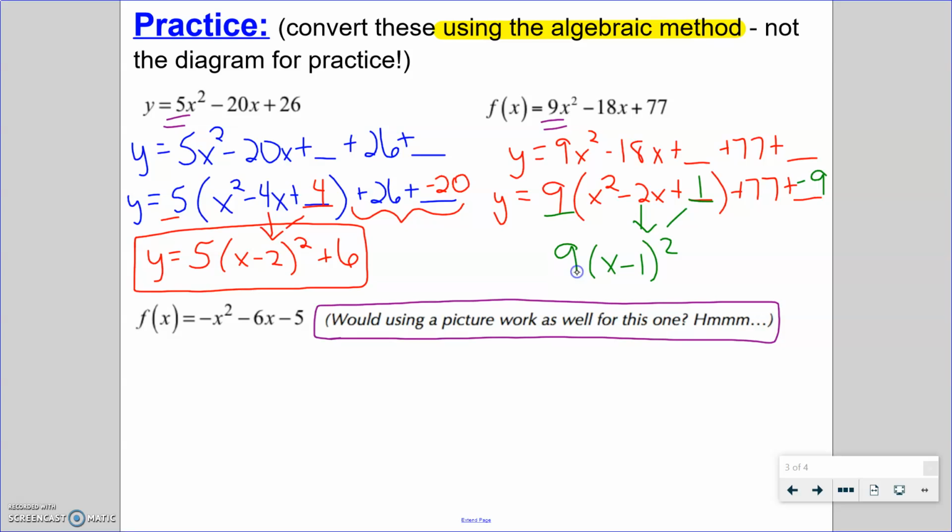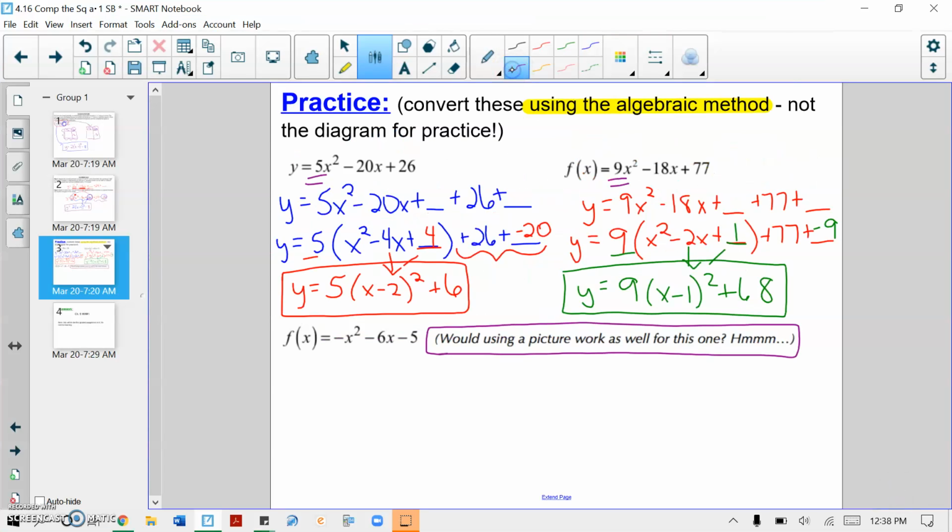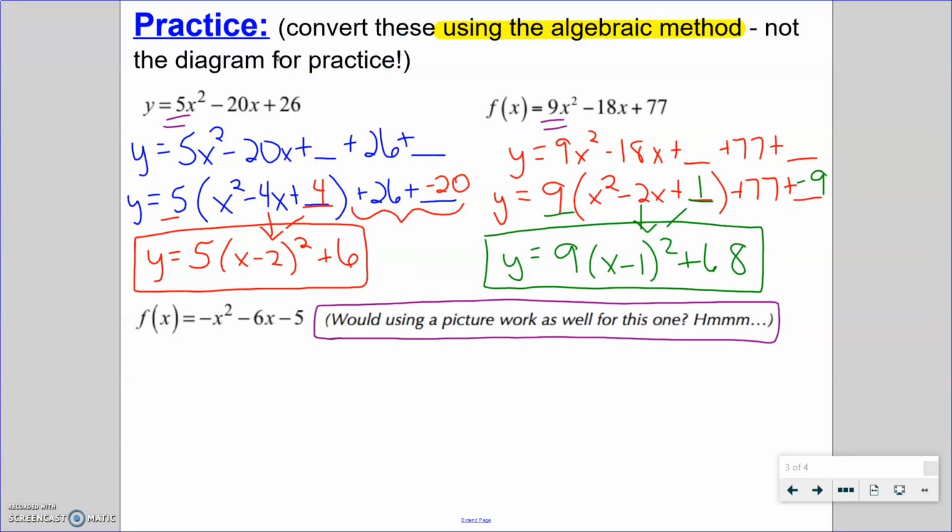This 9 in the front drops down. 77 plus -9 is 68, so I put that plus 68 there at the end. Okay, last one. This is an example of one where you would have to use the algebraic method. That's why I want you to know both. So first step, okay, separate the first 2 terms with a blank, last term, and a blank.